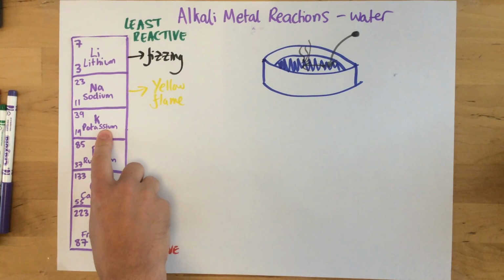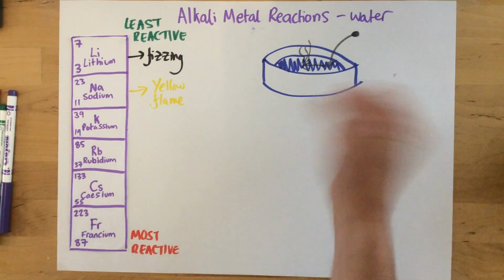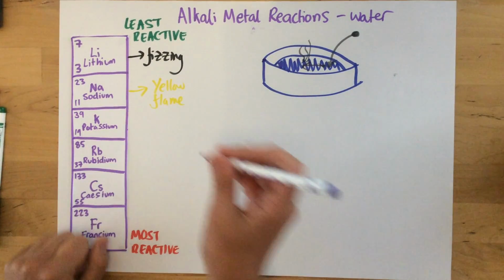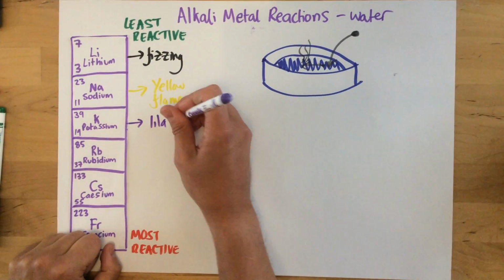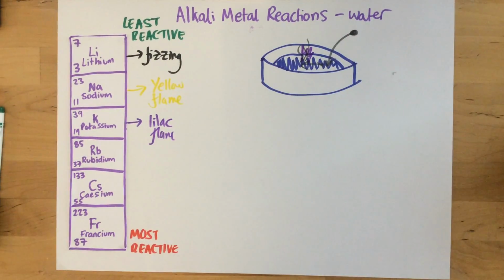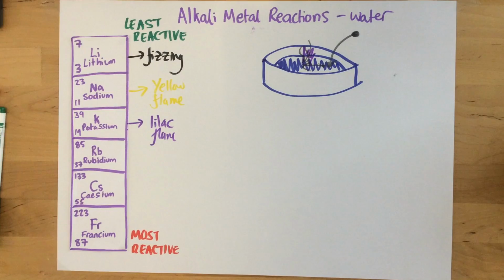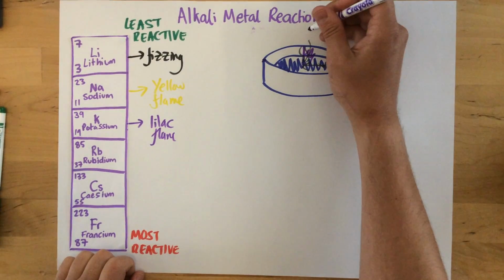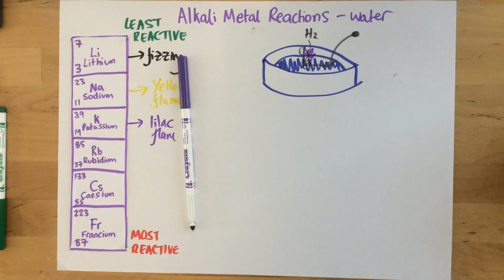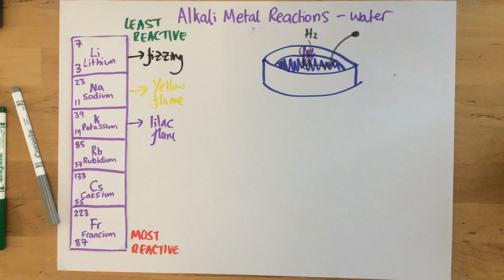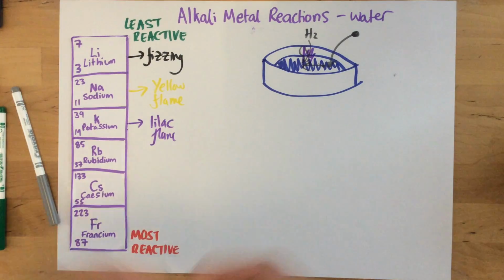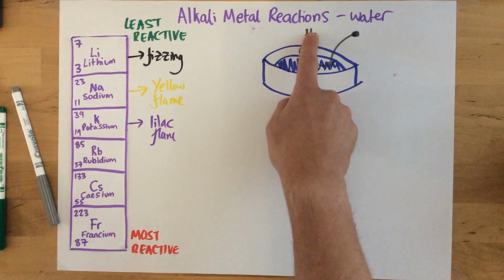Now, potassium is even more reactive. So it has an even more vigorous reaction, even more fizzing. And quite often, we will see a lilac flame. So we can actually see a much more vigorous reaction. Now, the reason why we get a flame is because the gas produced is hydrogen. And hydrogen is a flammable gas. We know that because of the squeaky pop test, which is the test for hydrogen, because we literally set fire to the hydrogen and it's flammable.